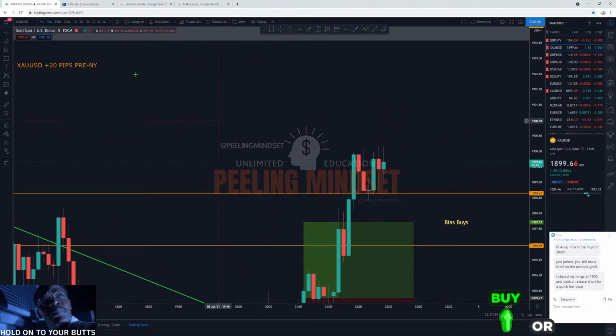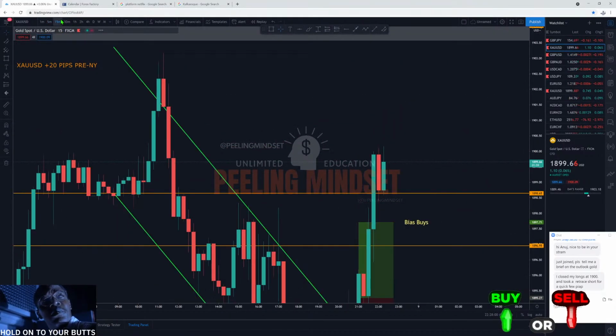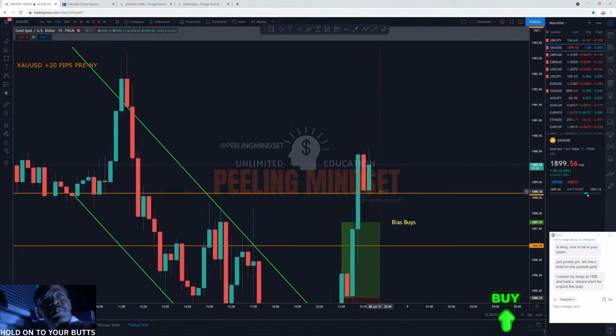Beautiful. For now, 5 minute in gold is ranging side by side. 15 minute is trying to make that support here. If this 15 minute candle makes a support, amazing.